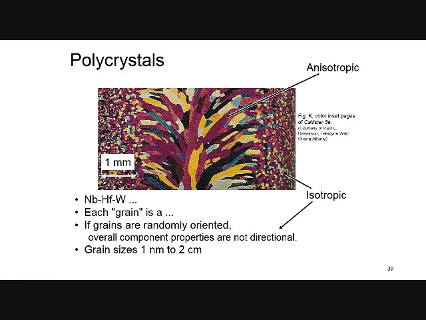Grain sizes typically range from 1 nanometer to 2 centimeter, as shown here. And at 2 centimeter, it means that we have millions of atomic layers there, and of course for those that are just nanometer, we have a very small number of atoms in each grain.